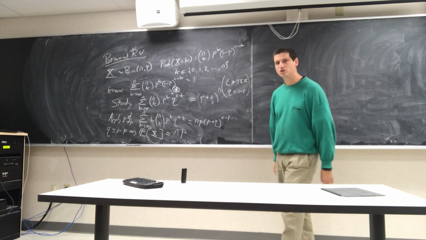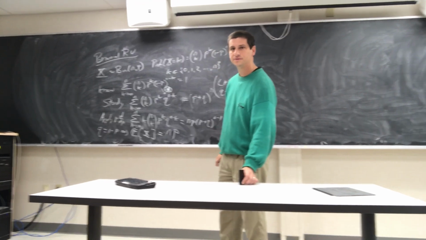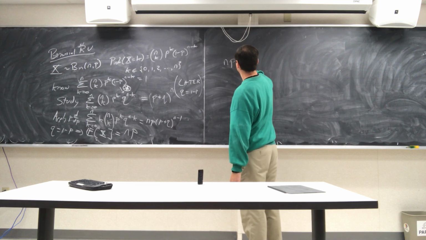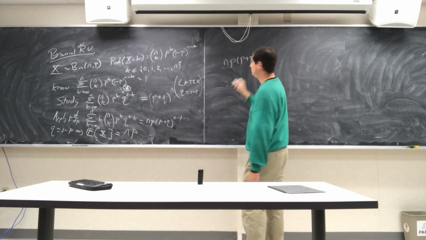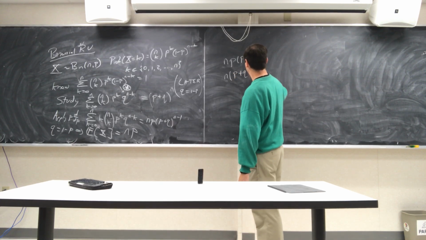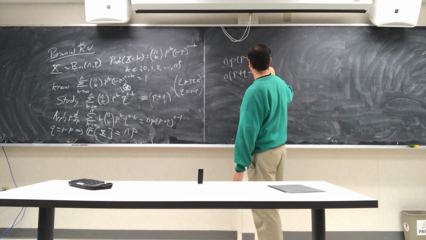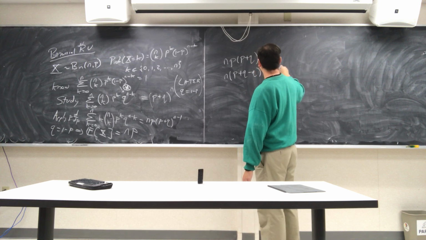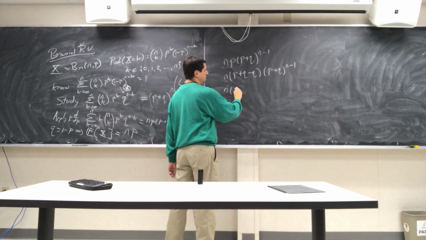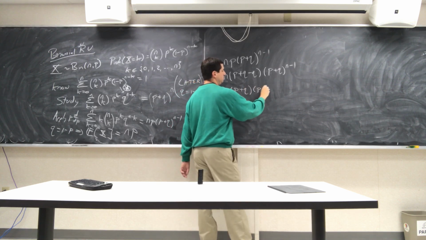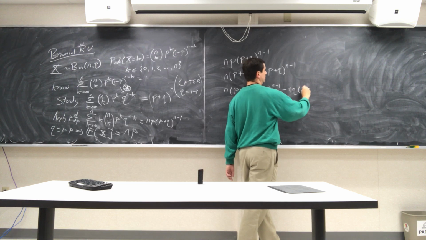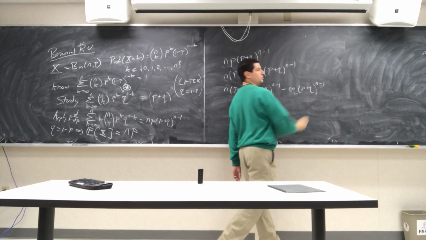As an aside, I will show you a way to bypass the product rule if you don't want to use the product rule. So we have n, P, P plus Q. I can write this as n, P plus Q minus Q, to the n minus 1, times P plus Q to the n minus 1. So this is going to be n, P plus Q, P plus Q to the n minus 1, minus nq, P plus Q to the n minus 1.